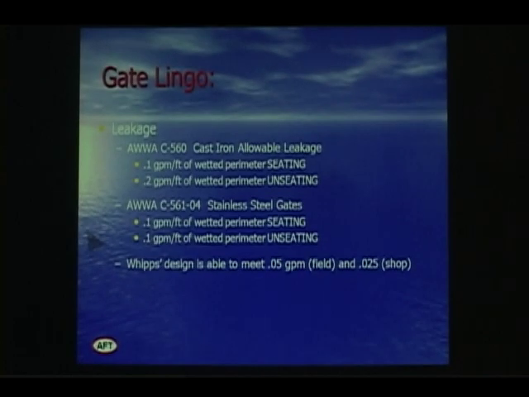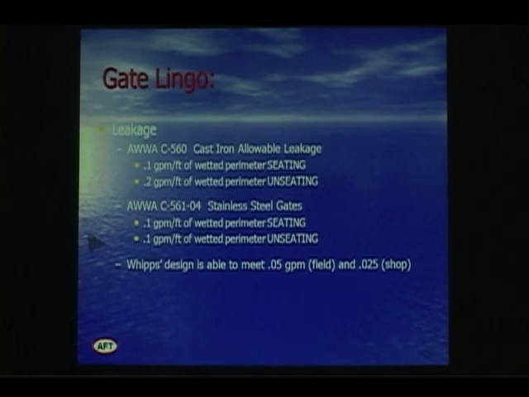On the flip side, for stainless steel gates in 2002, they improved their allowable so that it is 0.1 gallons a minute in the seating and 0.1 in the unseating. In fact, some of the manufacturers, such as Whipps, a local manufacturer in Athol, Mass, typically go to 0.05 or 0.25 in the shop. So you can see that some of the fabricated gates are going to be as tight or tighter than a cast iron gate now. And that, again, was a change that was made in 2002.